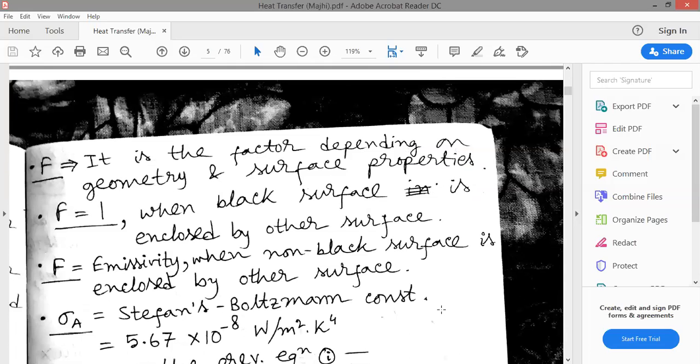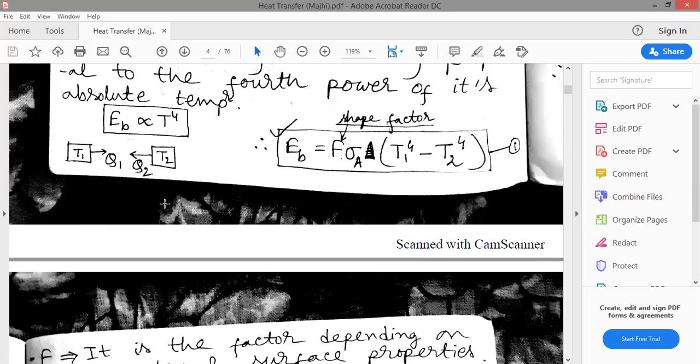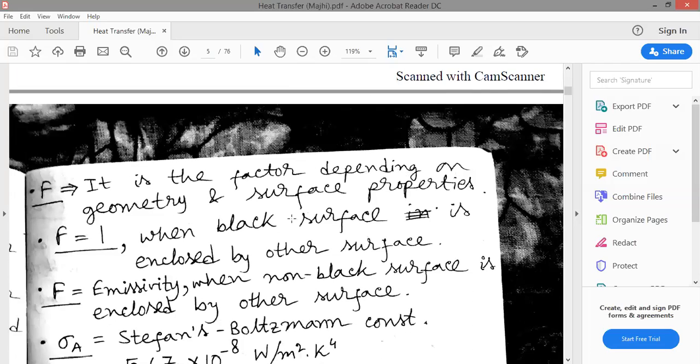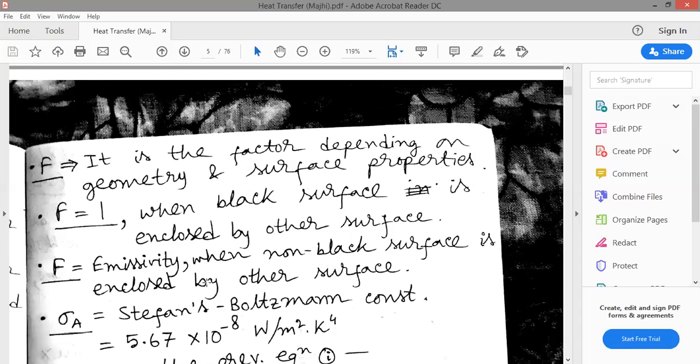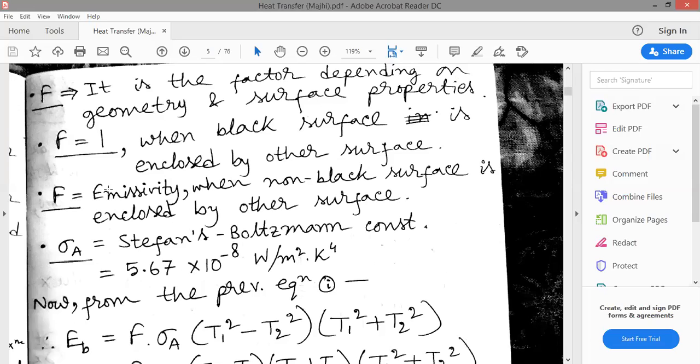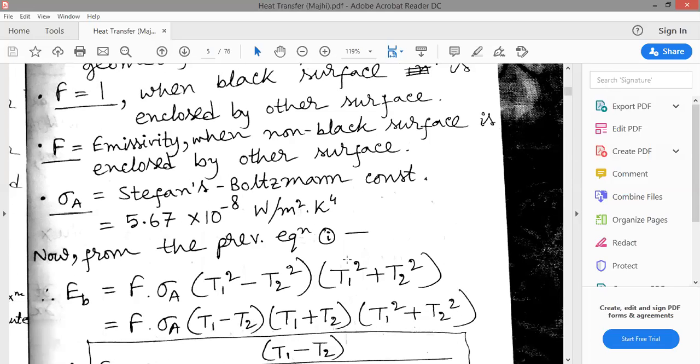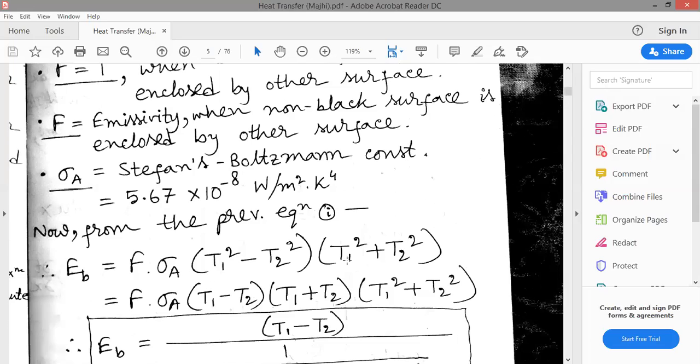So from that equation, F is the factor depending on the geometry and surface properties. That factor becomes 1 when a black surface is enclosed by another surface. F is equal to emissivity when a non-black surface is enclosed by another surface. And sigma is the Stefan-Boltzmann constant. It has a fixed value 5.67 times 10 to the power minus 8 watt per meter square Kelvin to the power 4.